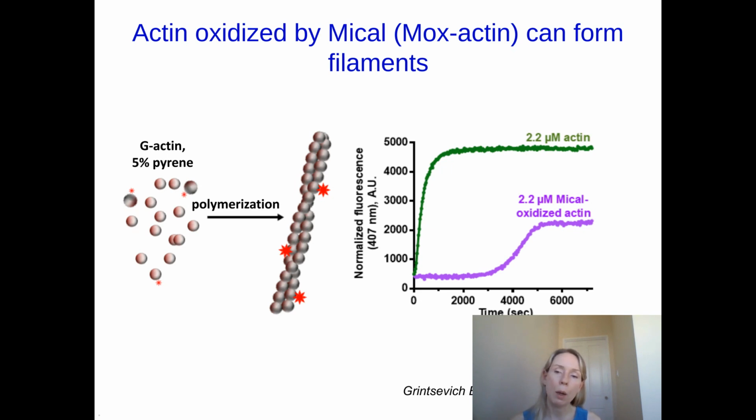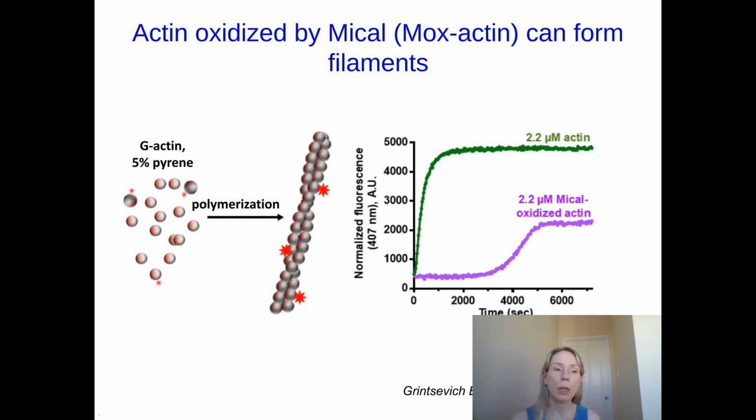First of all, this Mical-oxidized actin is this purple curve. You can see this very long lag phase. And this lag phase corresponds to the nucleation stage, which is the rate-limiting step in actin polymerization. It corresponds to 3 actin monomers coming together and forming a nucleus, which would seed polymer formation. And so as you can see, the formation of those nuclei is severely impaired in oxidized actin.